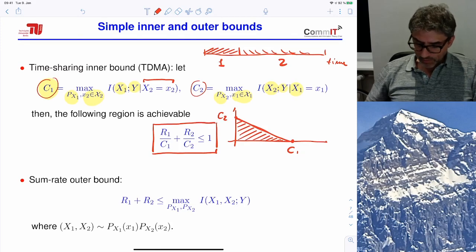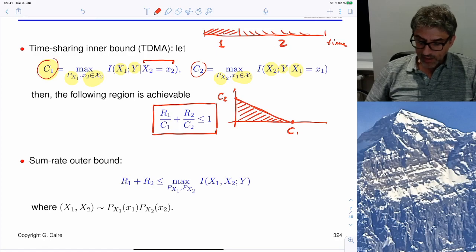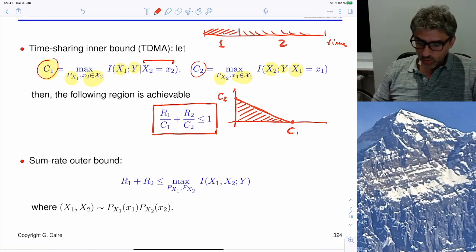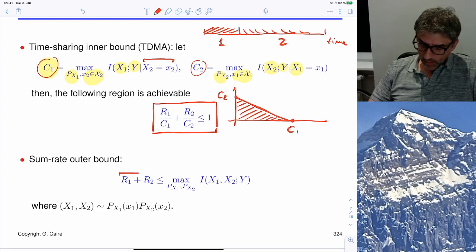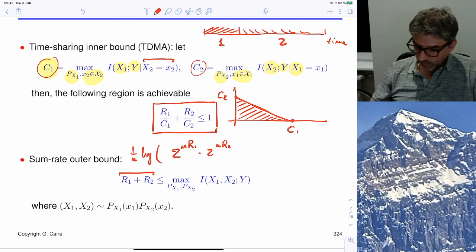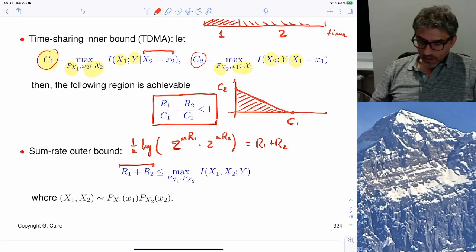Then there is an upper bound, which simply says, okay, let's allow the two users to cooperate. So now the two users will act as a single transmitter that conveys the Cartesian product of the messages M1, M2. So this bounds the sum rate because overall the Cartesian product of the messages contains 2 to the nR1 times 2 to the nR2 total messages. So if I take 1 over n logarithm of this, I find R1 plus R2, so it's the sum rate. And this is less or equal to what?